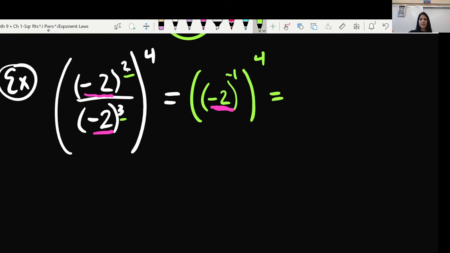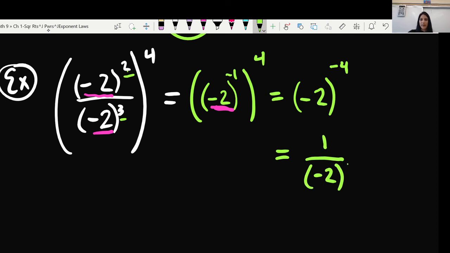And then I'm going to rewrite the base again. I know I'm going to have negative 2 in my answer. And then I multiply these two. Negative 1 times 4 gives me negative 4. So that is the same thing as writing 1 over negative 2 to the power of 4.